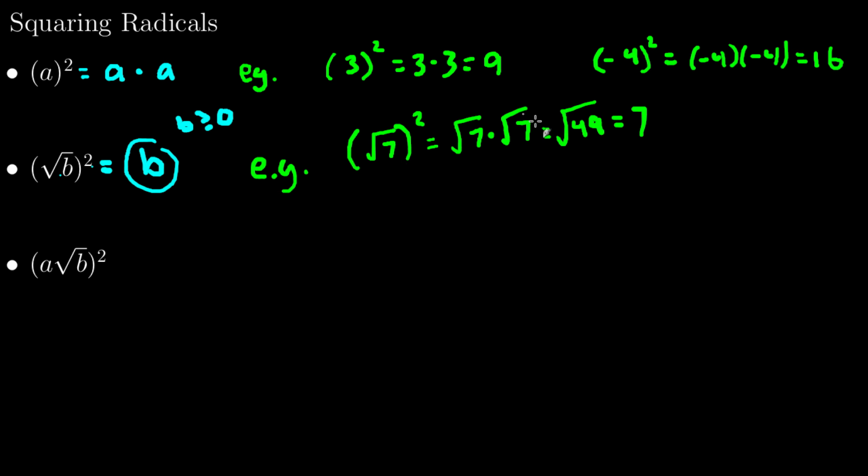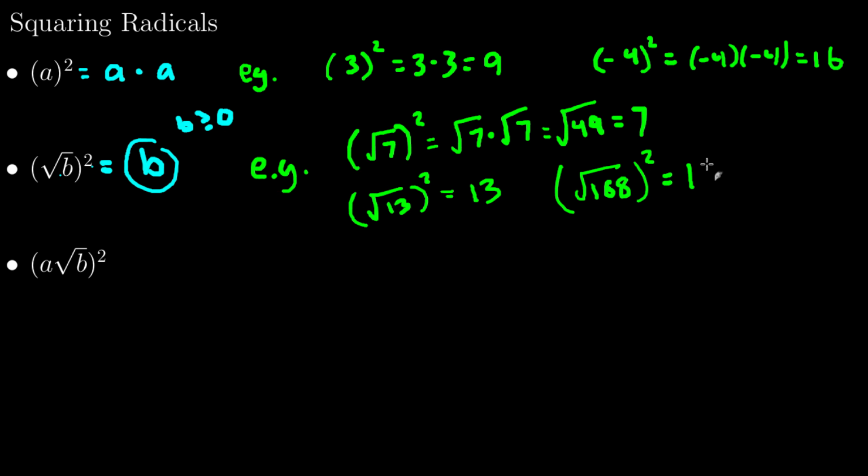And that works all the time, so long as this input is positive. So I don't need to go through this process. If I had the square root of 13 squared, I would just get 13. If I had the square root of 168 squared, that'll just be 168. The square root and the squared, for all intents and purposes in these cases where this is bigger than or equal to 0, will cancel out. So any square root squared gives me the input. They are sort of inverses.